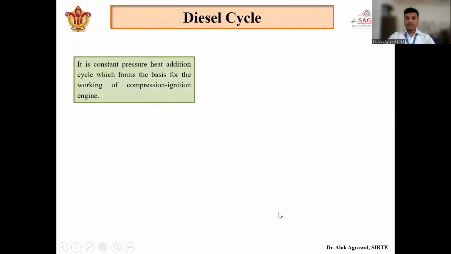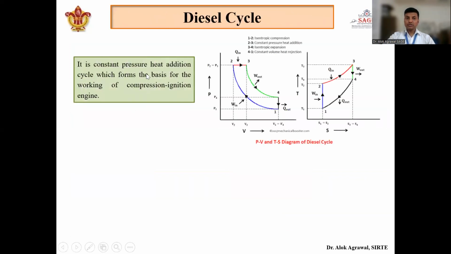Next is diesel cycle. Diesel cycle is also known as constant pressure heat addition cycle because here the heat addition takes place at constant pressure when the piston moves from top dead center to bottom dead center during that process. Okay, this is again the PV plot of diesel cycle and this is the TS plot of diesel cycle.